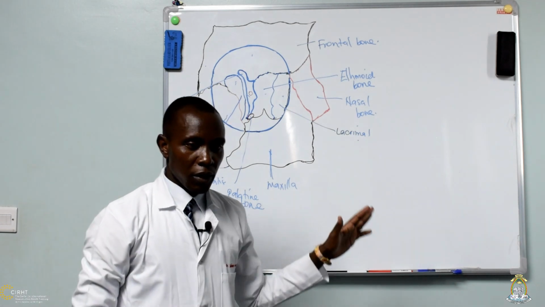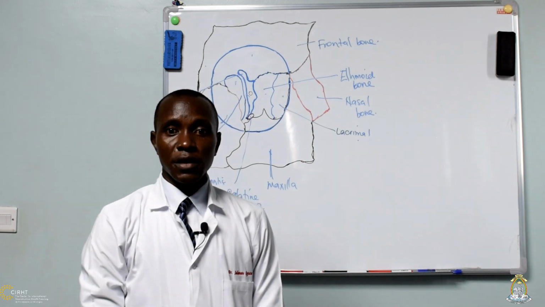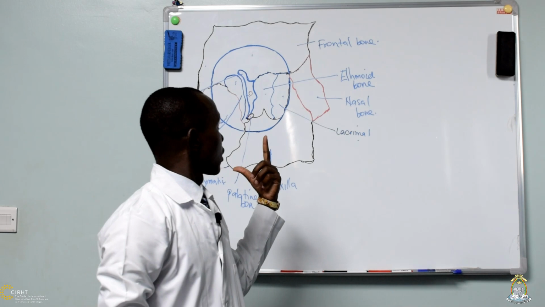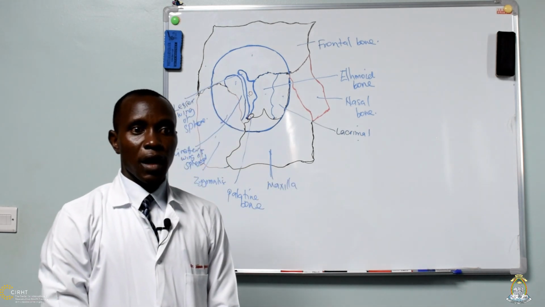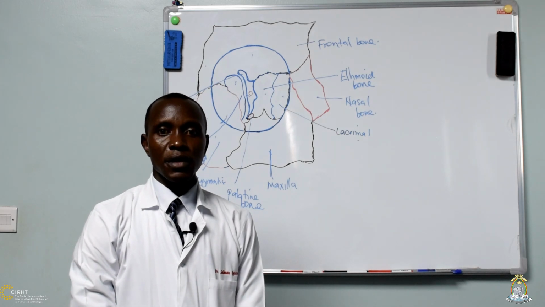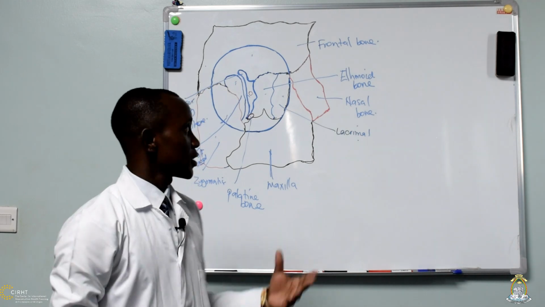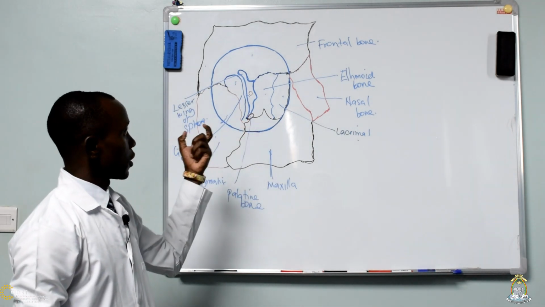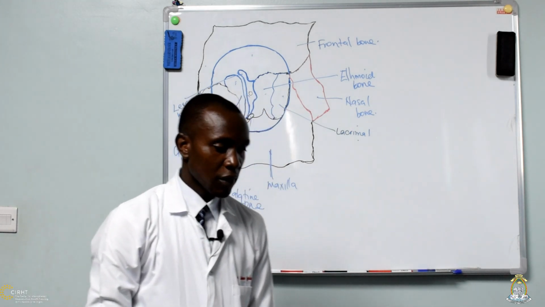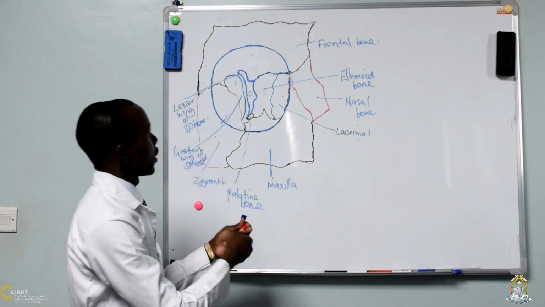Now, within these boundaries, there are important structures that enter and exit through these bony structures. These structures include the nerves and the blood vessels, arteries and veins, that either exit or enter through these bony structures. Within the roof, we find the most important structure within the roof, the foramen.